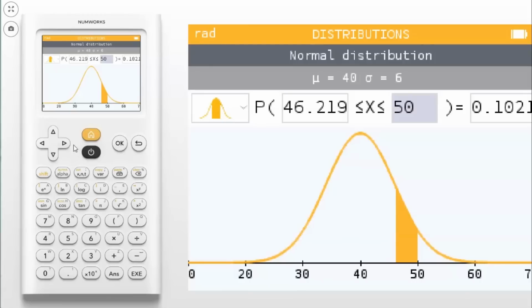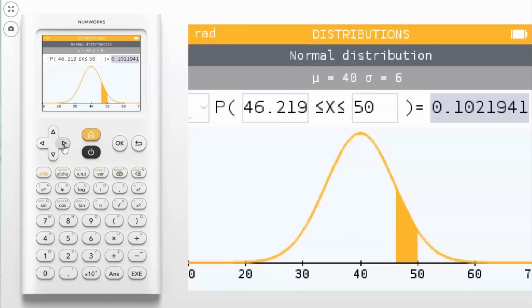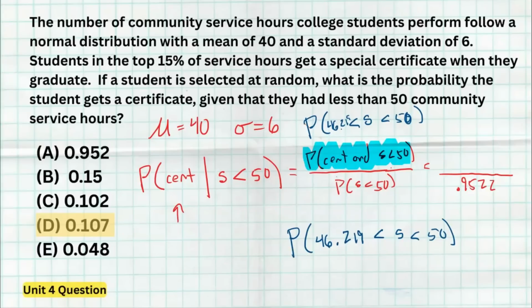This is going to give us the proportion of college students in that range, and we see it's 0.1022. So that's going to be our numerator over here, 0.1022, which again is another one of our choices that's incorrect because it's just part of the answer. But if we go ahead and divide 0.1022 divided by 0.9522, we do get D, which is 0.107.